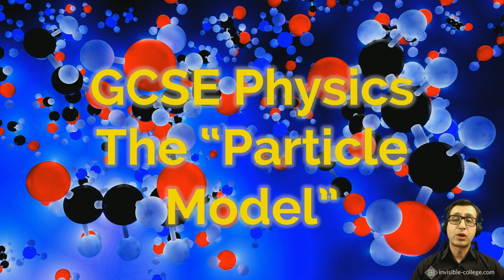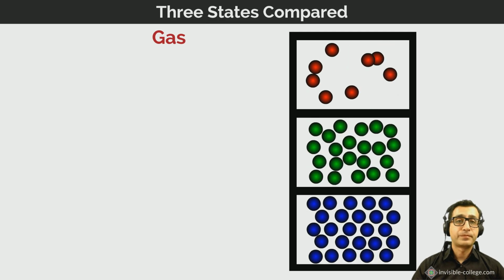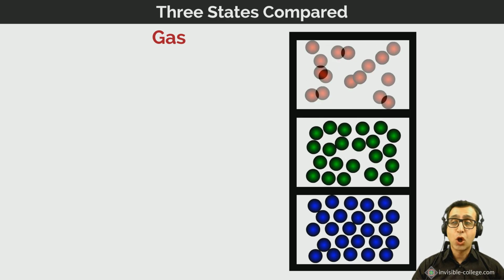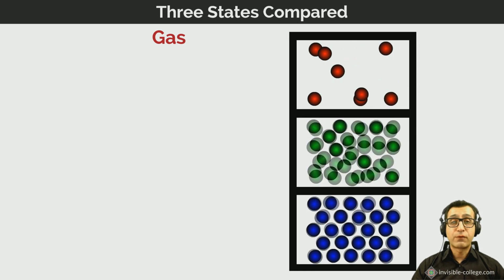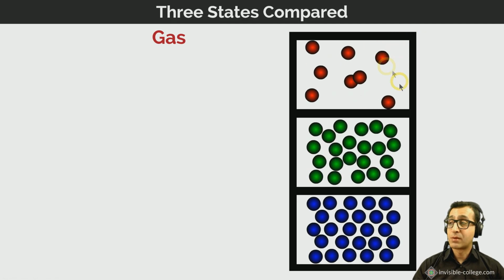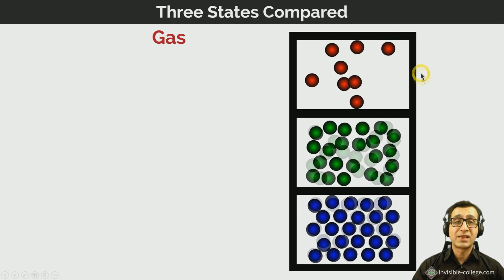So let's have a look now at summarizing what we've just been talking about in terms of explaining the properties of solids, liquids and gases in terms of the arrangements, the forces between and the motions of those particles. So firstly, in the gas state, the particles are widely spaced apart and are in a constant state of motion. The frequency of collisions is rather high because of the motion of the particles, and they collide frequently with each other and with the walls of their container.